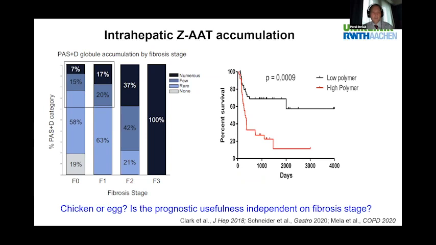So the most obvious one is the amount of AAT retention. There are now several papers showing that the more fibrosis you have, the more AAT retention you have. And in line with that, if you have more retention of AAT in the liver, you are more likely to die. But again, the question is whether this is actually independent of fibrosis stage or whether this is telling us basically the same thing as the fibrosis stage. Next slide.